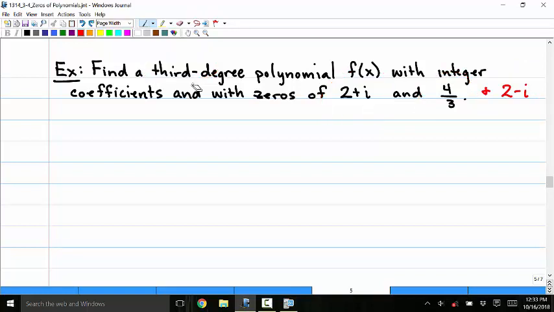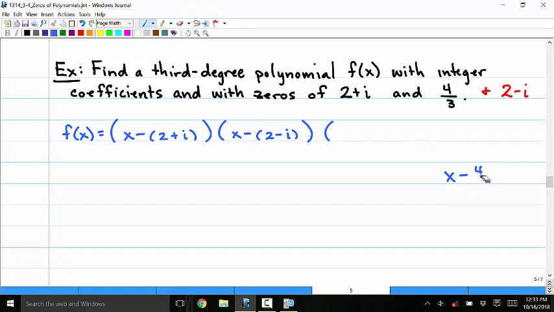So they gave you the zeros. Go from the zeros to the factors. So here we go. F of x equals x minus 2 plus I. What's the next factor? X minus 2 minus I. And then that other one, you can do x minus 4/3, but I told you I don't like doing it that way.